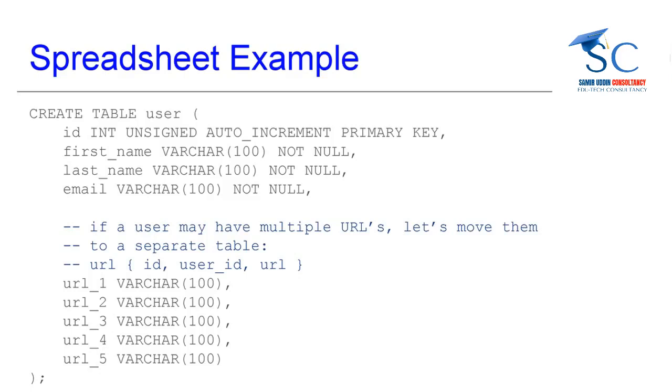And it's still a lot, because maybe most users have only one URL, and then 4 columns will be totally unused. So instead, you can have a separate URL table with the URL and with the user ID of the user the URL belongs to.